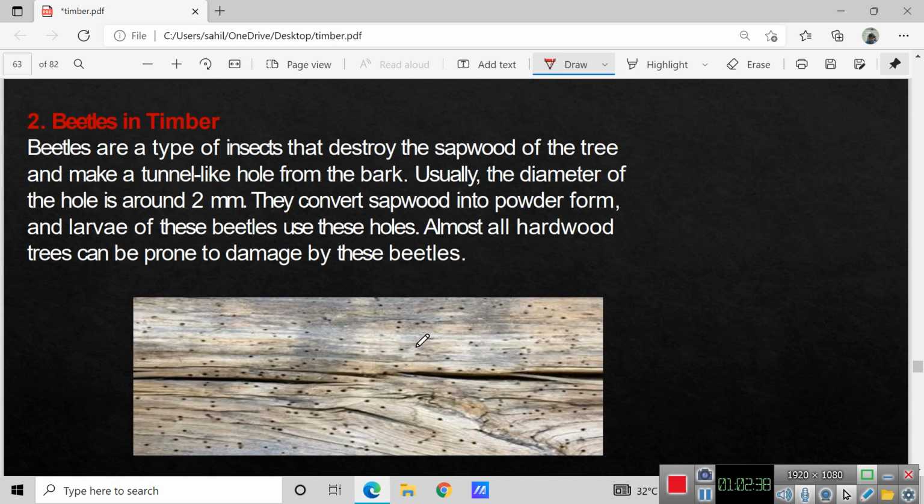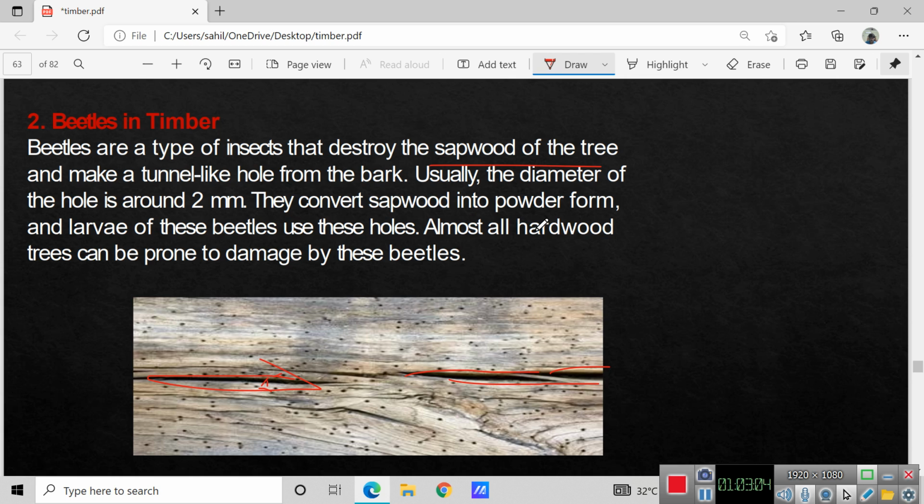Now, beetles in timber. Beetles are a type of insect that destroy the sapwood of the tree. So, beetles target the sapwood of the tree and make a tunnel-like hole in the bark. This is the tunnel-like hole in the bark. These are made by beetles. Usually the diameter of this hole is around 2 mm.